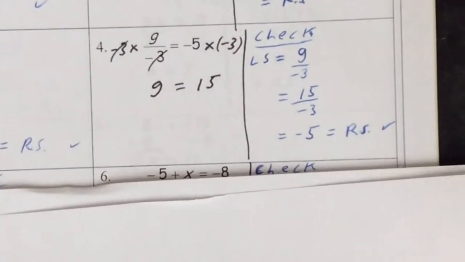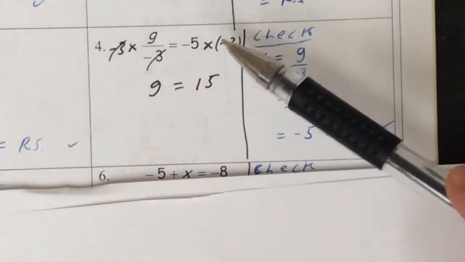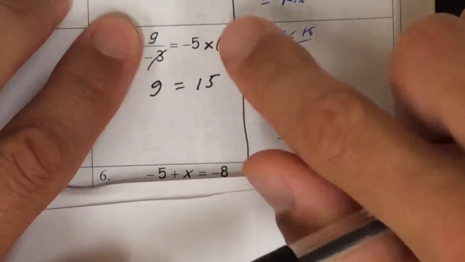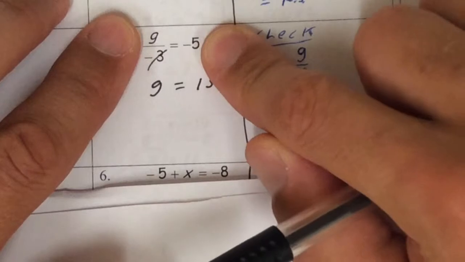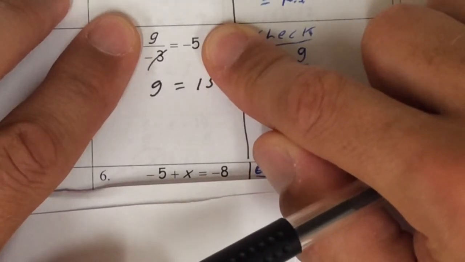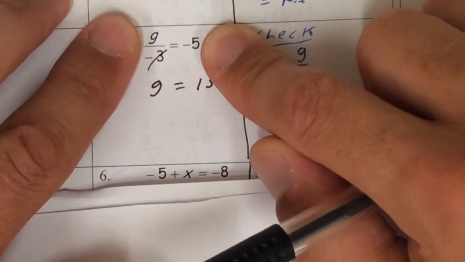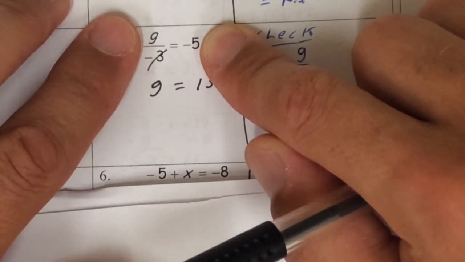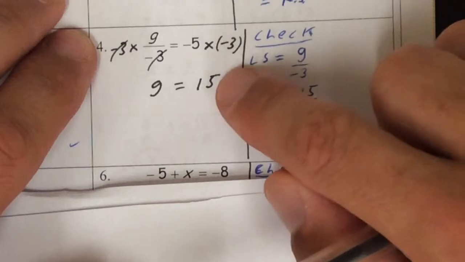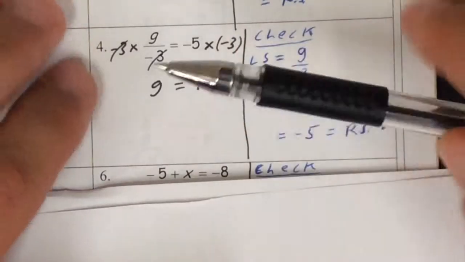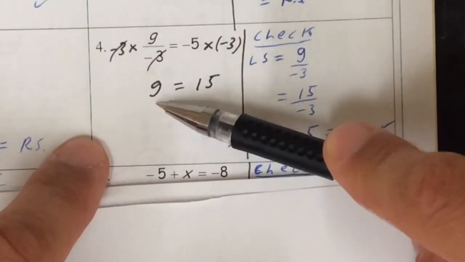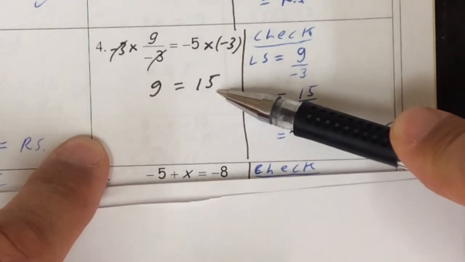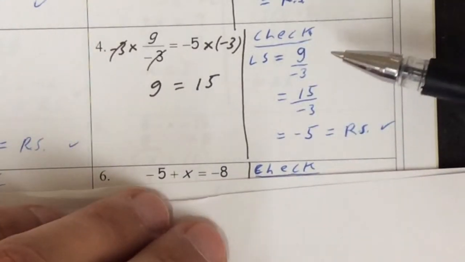Example 4. So in this one, we had negative g over negative 3 equals negative 5. In order to solve that, you're going to have to multiply both sides by negative 3 to get rid of the divided by negative 3. Okay, so like that. And when you do that, those cancel out, give you a g. That gives you positive 15. And here is the check for that one.